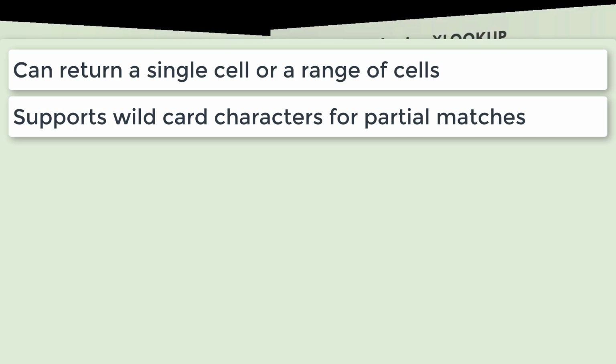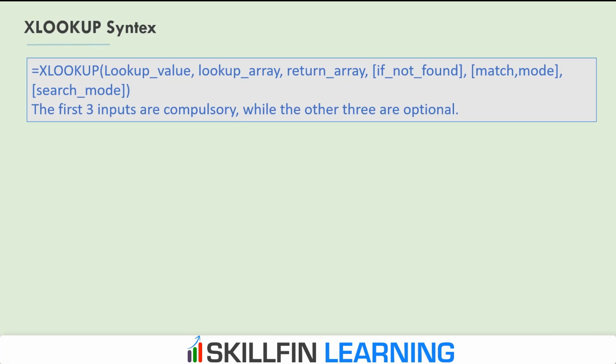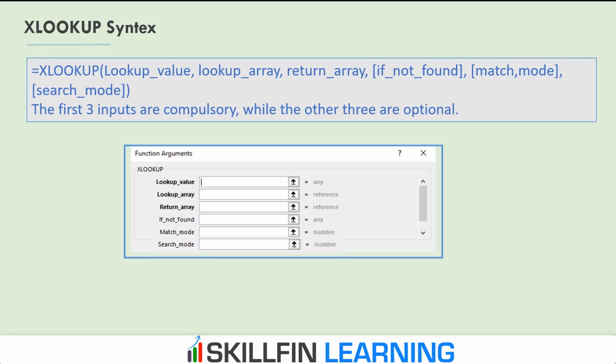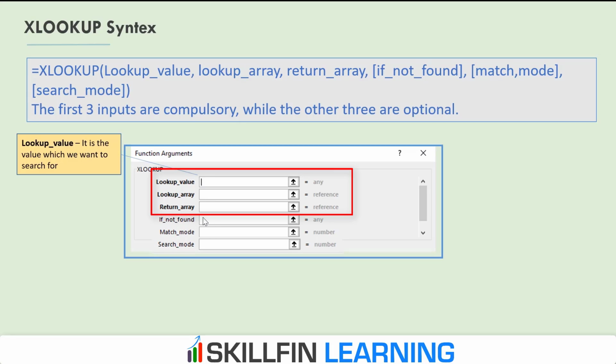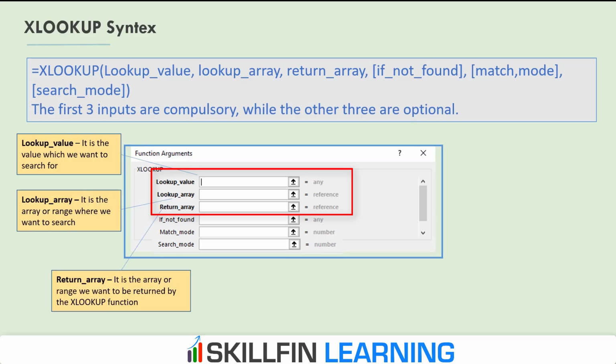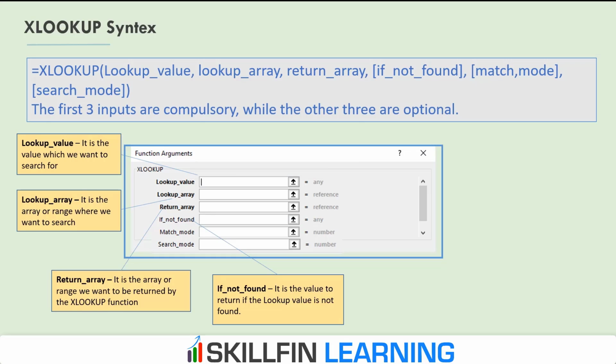Let's quickly look at the XLOOKUP syntax. In XLOOKUP, we need 6 inputs. The first 3 in bold are compulsory ones, and the last 3 are optional. The lookup value is the value which we want to search for. The lookup array is the array or range where we want to search for the value. The return array is the array or the range we want to be returned by the XLOOKUP function. Then the if_not_found argument is the value to return if the lookup value is not found.